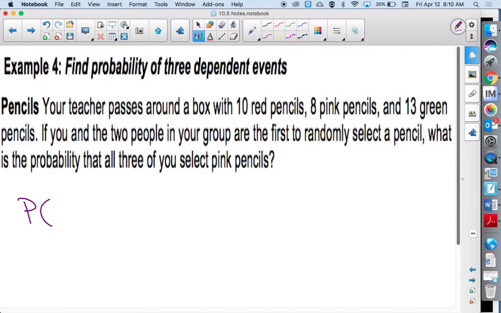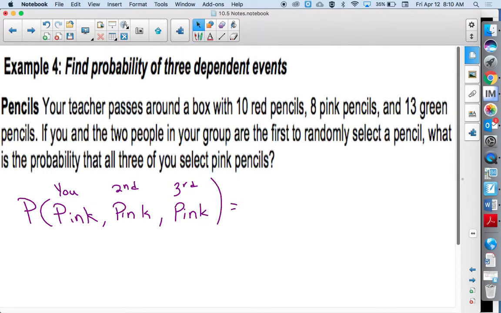So there are 3 people. You want to find the probability that the first person, maybe you, we'll say you, select a pink pencil. You want to find the probability that the second person gets a pink pencil, and then you want to find the probability that the third person in your group gets a pink pencil. So start with the probability of just you getting a pink pencil. How many total options are there to choose from?